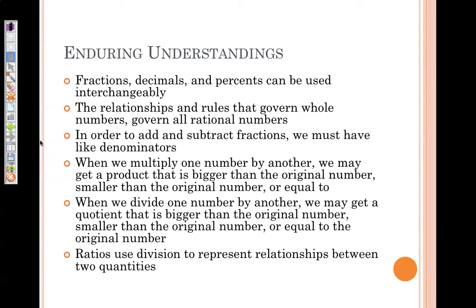Second, we hope you understand the relationships and rules that govern whole numbers. Third, we hope that you understand that in order to add or subtract fractions, you must have a like denominator. We call these common denominators. Fourth and fifth, we hope that you understand when you multiply or divide one number by another, you may get a product or a quotient that is bigger than the original number, smaller than the original number, or perhaps equal to the original number. And finally, we hope you understand the definition of ratio and that ratios use division to represent relationships between two quantities.